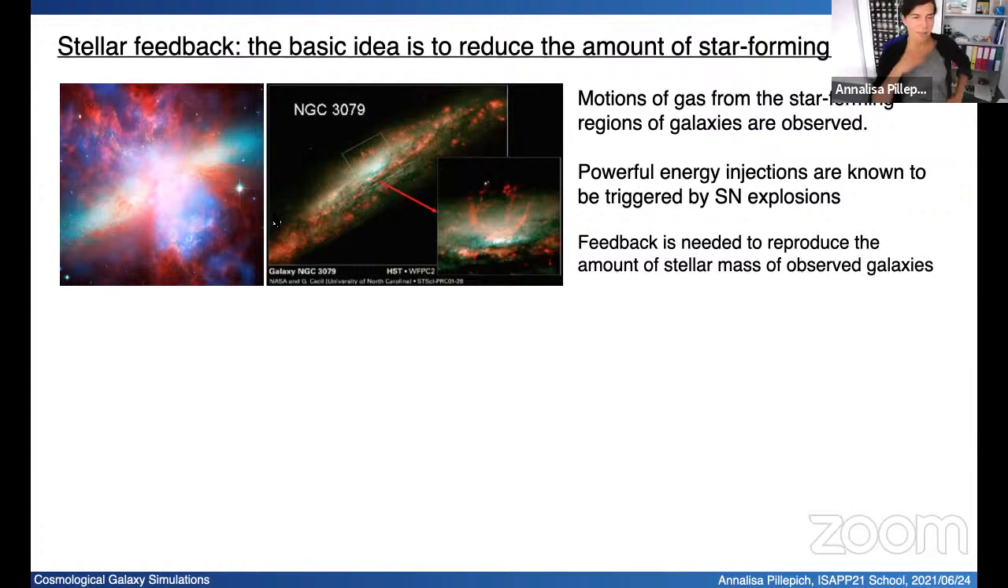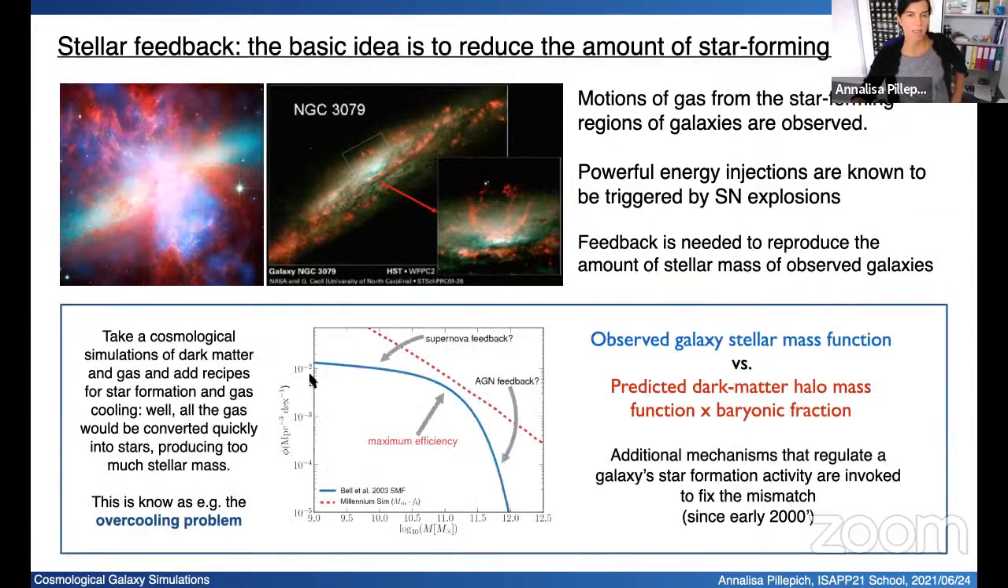But there is another practical problem. This feedback is needed to reproduce the amount of stellar mass of observed galaxies. So if you take a cosmological simulation of dark matter and gas and add recipes for star formation and cooling, well, if you do only that, as was done 15, 20 years ago, all the gas will be converted quickly into stars and produce too much stellar mass. This is what is called the overcooling problem.